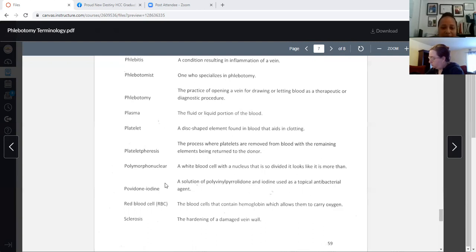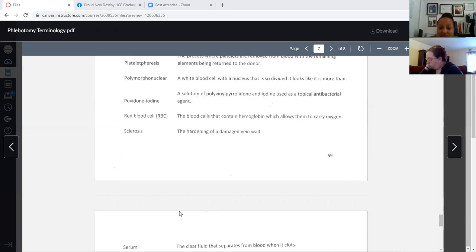Polymorphonuclear, a white blood cell with a nucleus that is so divided it looks like it is more than one. Povidone iodine is a solution of polyvinyl pyrrolidone and iodine used as a topical antibacterial agent. Red blood cell. You want to highlight red blood cell, the blood cell that contains hemoglobin, which allows them to carry oxygen.